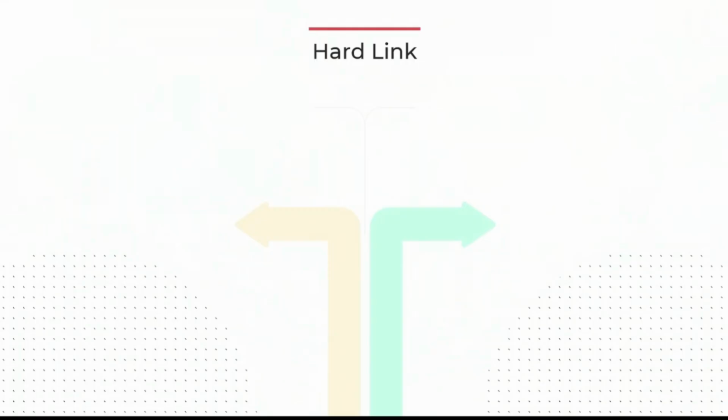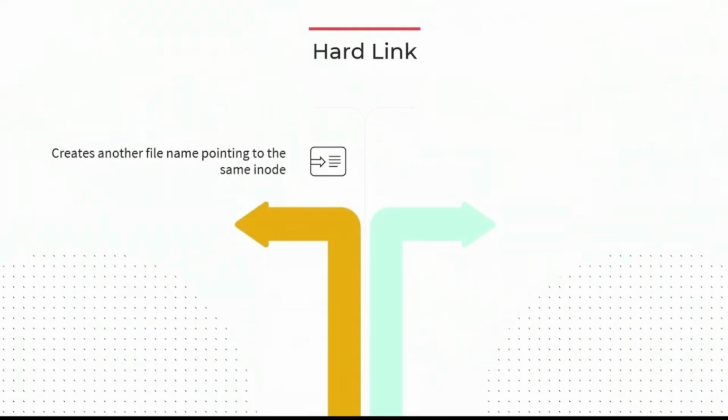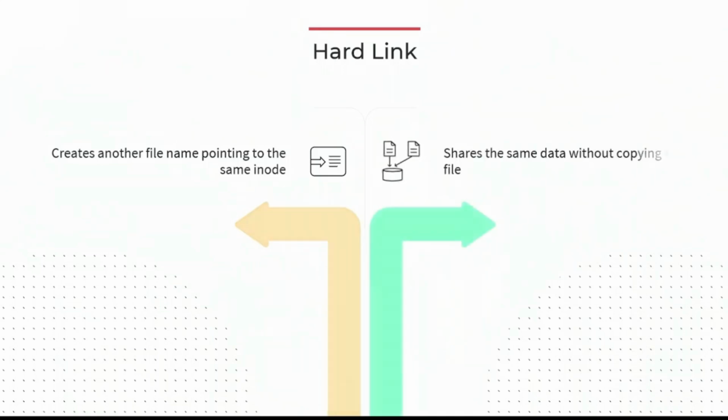What is a hard link? A hard link is another name for the same file, not just in appearance, but also in structure. It points directly to the same inode. That means when you create a hard link, you're not copying the file or creating a shortcut to it. You're giving the file an extra name that also connects to the same inode.